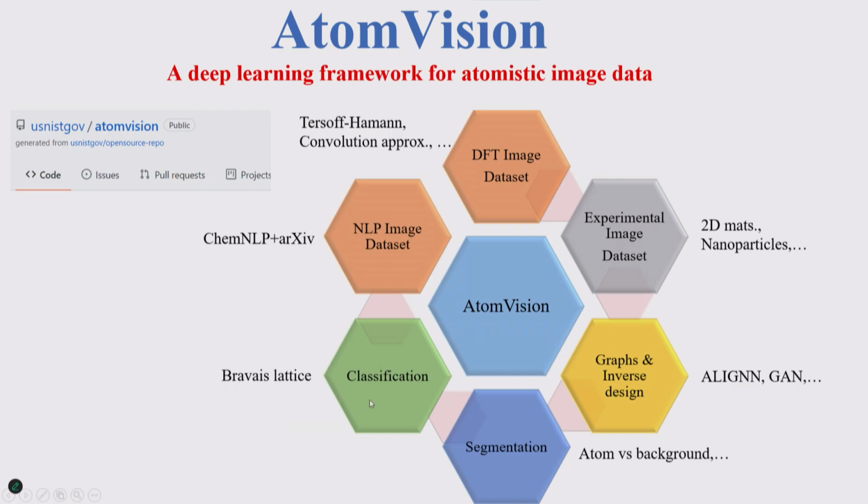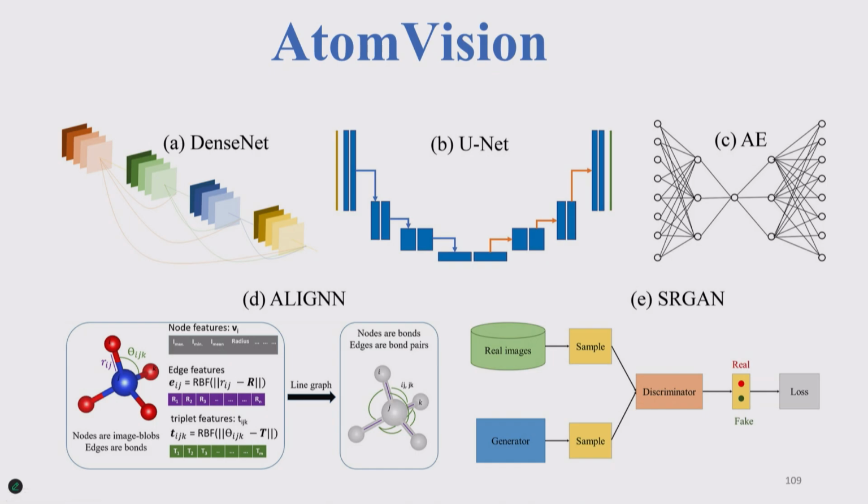It can be used for classification, such as cat versus dog, but in terms of materials science, Bravais lattice, like cubic system, hexagonal system. It can be used for image segmentation, so object detection, not just saying whether it is a cat or dog, but where the cat's ears or eyes are. That kind of information. And also it can be used for making graphs.